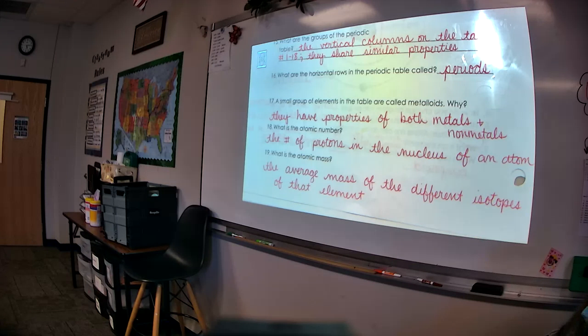You remember where we get the symbol for gold? Symbol for gold is Au, right? Capital A, lowercase u, which comes from the what name? What language?